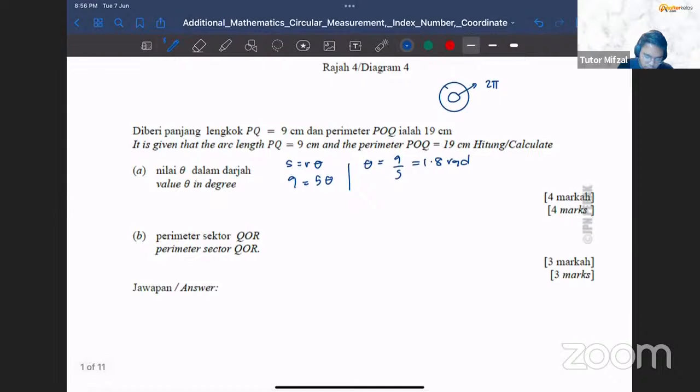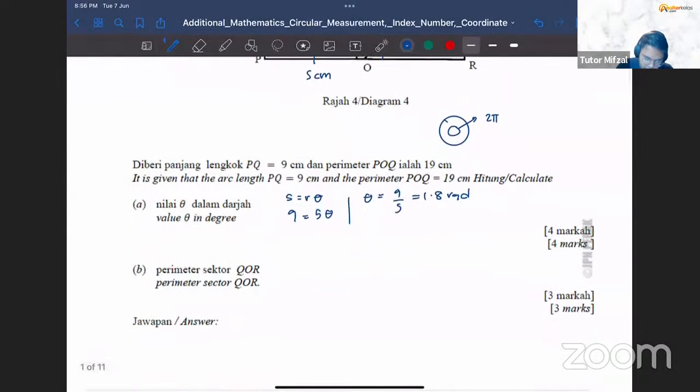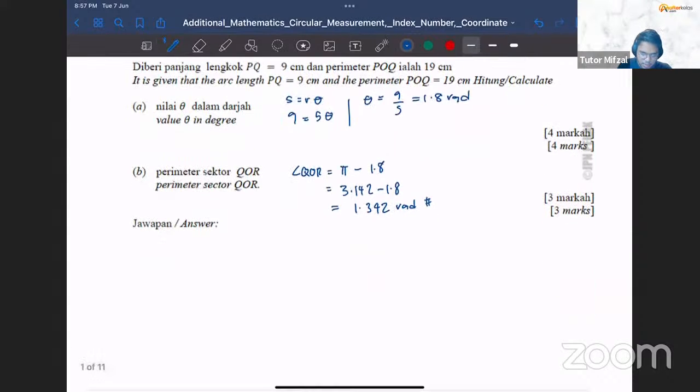So what we can do over here to find the angle QOR, we can take 3.142, which is just pi, minus 1.8. So pi minus 1.8, you have to substitute 3.142 in here, minus 1.8. You guys should get 1.342. Okay. Now you are done with the first part of the question.